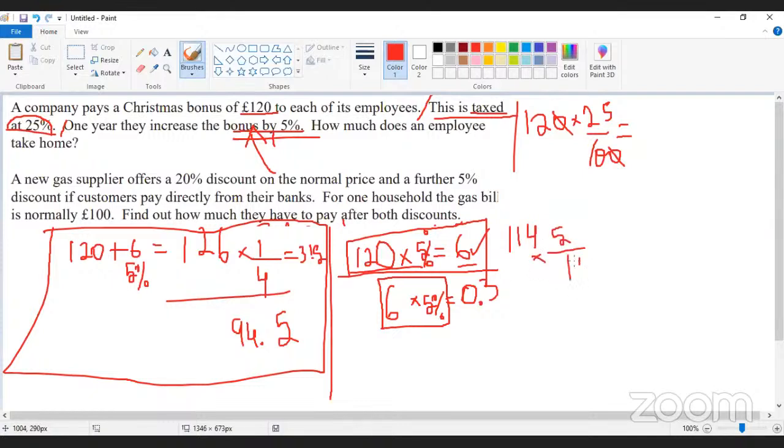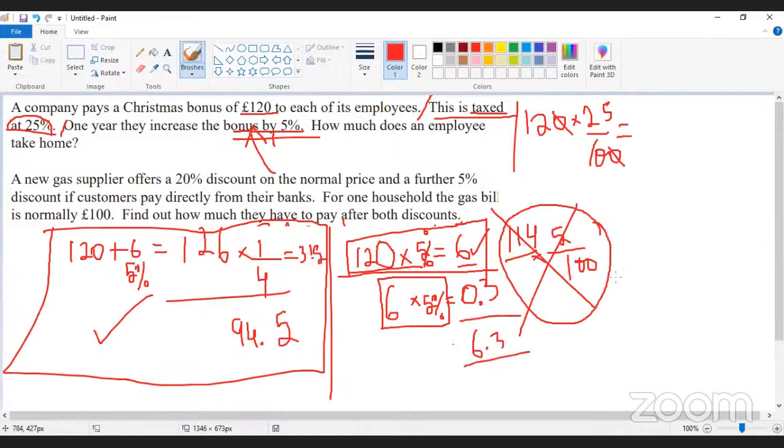Did they say this? Did they say from the remaining take 5% of profit? Yes or no? No. So that's the reason that we are going with this. In this case, I'll be getting just 6.3 and it doesn't work. So how do we get that 6? 120 multiplied by 5%, so 5 by 100. That means 12 multiplied by 5 divided by 10, that is 60 by 10, or I can call it 6.